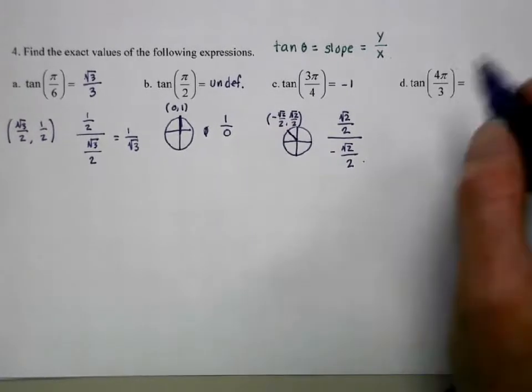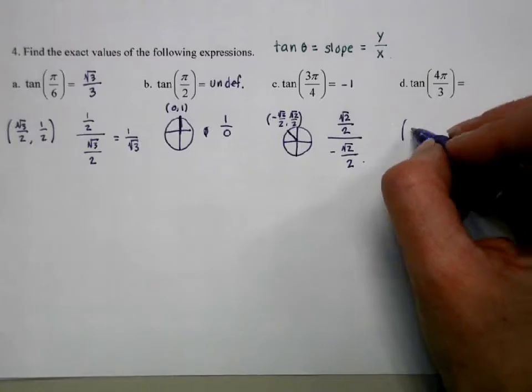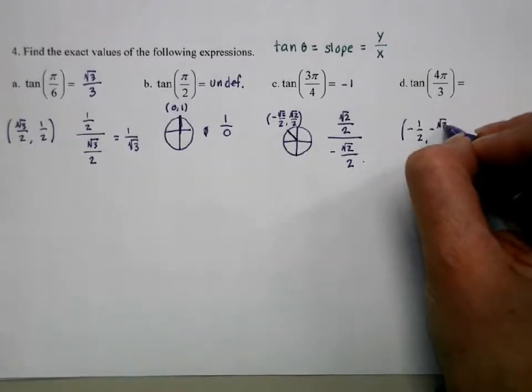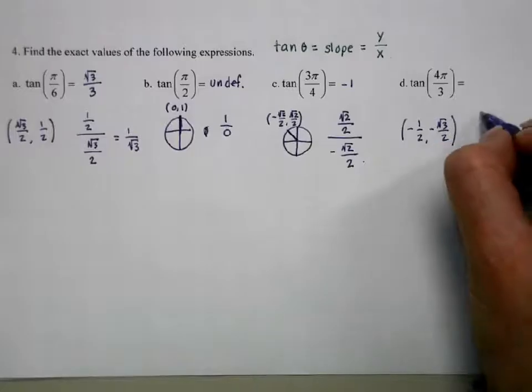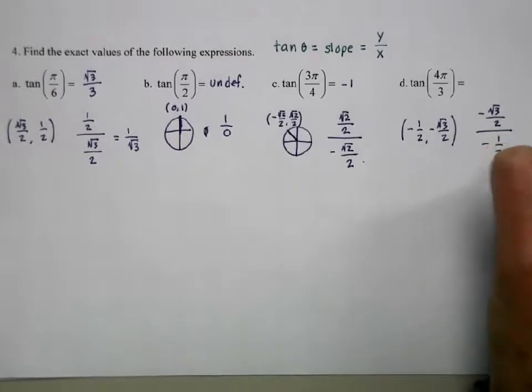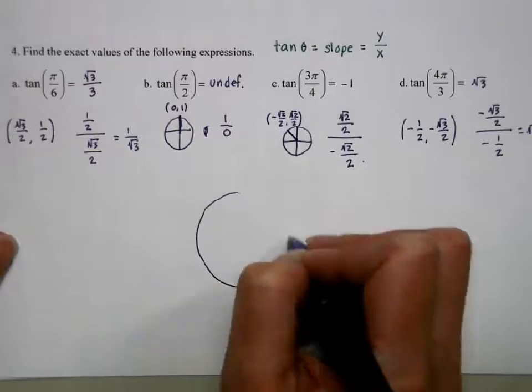Here, the coordinates for 4 pi over 3 in our third quadrant are negative 1/2 and negative root 3 over 2. So when I do a negative root 3 over 2 divided by a negative 1/2, our result is a positive root 3.